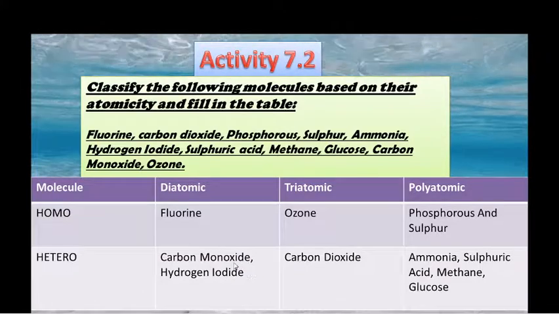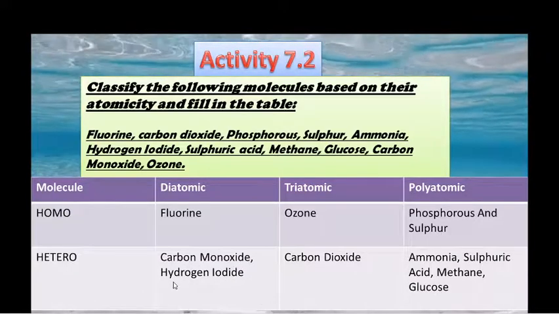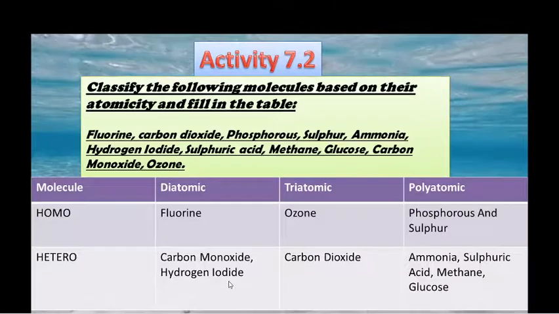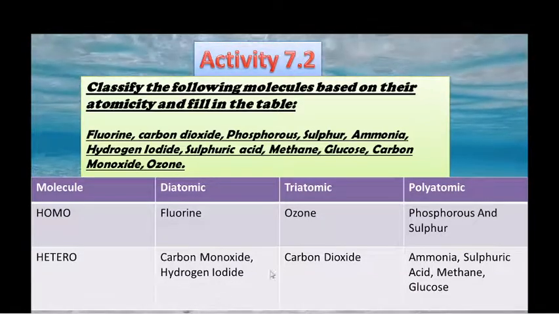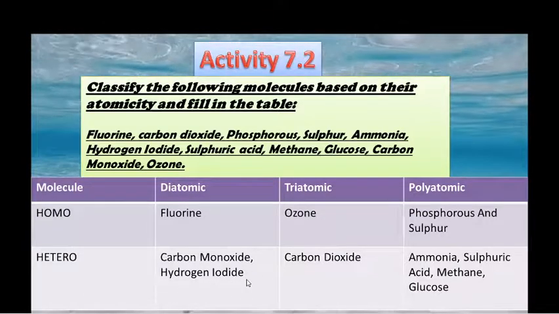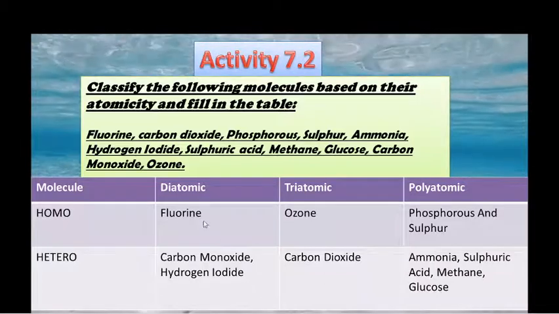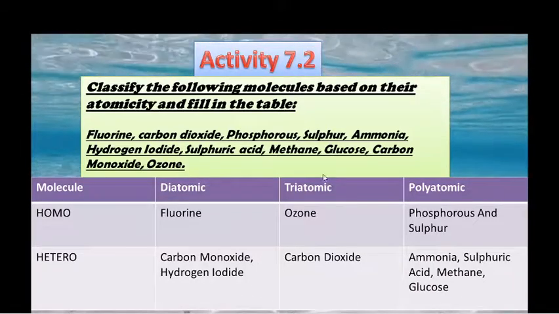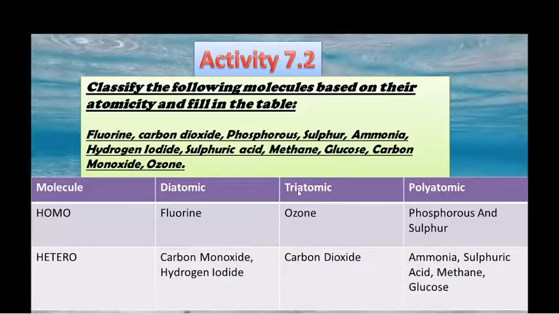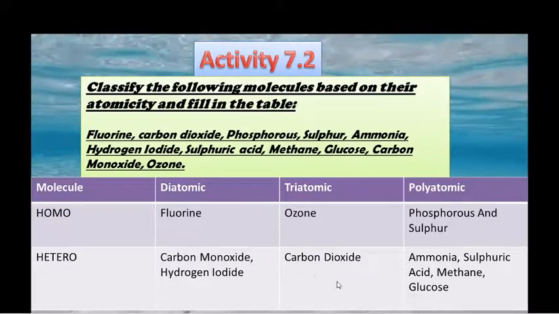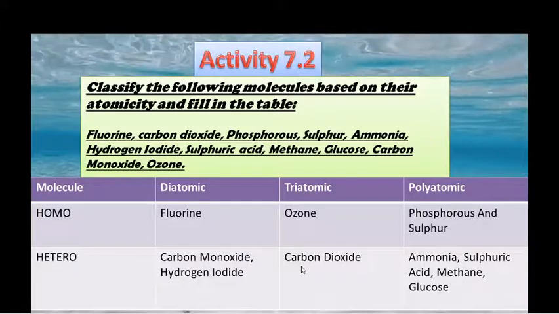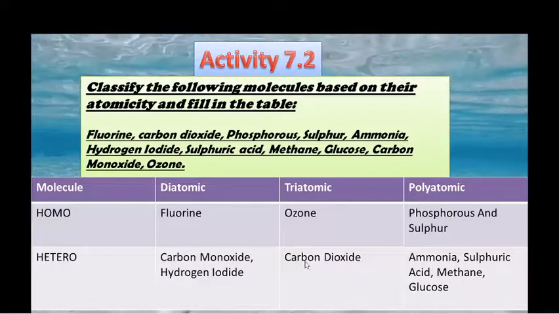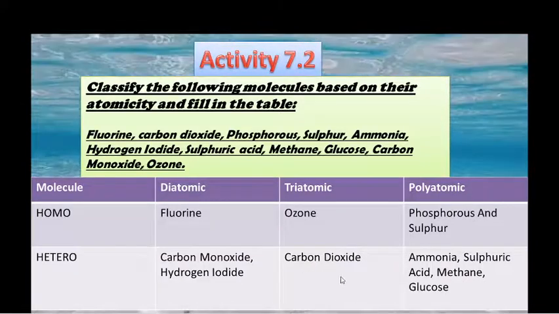Like that, hydrogen iodide, HI. Hydrogen combines with iodine to form hydrogen iodide. Here we have two different elements, 2 elements only. So it comes under diatomic, 2 atoms. Like that, the triatomic hetero molecule has to contain 3 atoms. So carbon plus 2 oxygen. What is the formula of carbon dioxide? CO2.